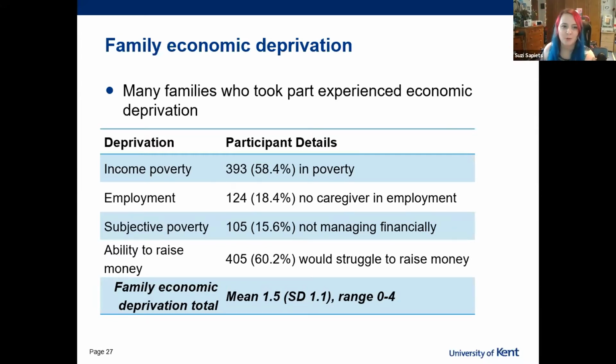And overall, together, combined, families had a mean of 1.5 across these 4 areas, and it ranged all the way from 0, again, where they experienced none of these, up to 4, where they experienced all 4 of these areas of economic deprivation.